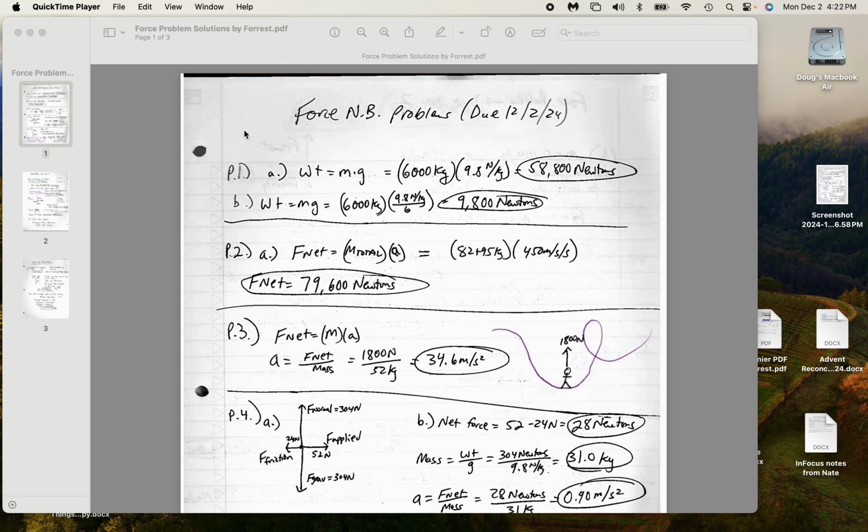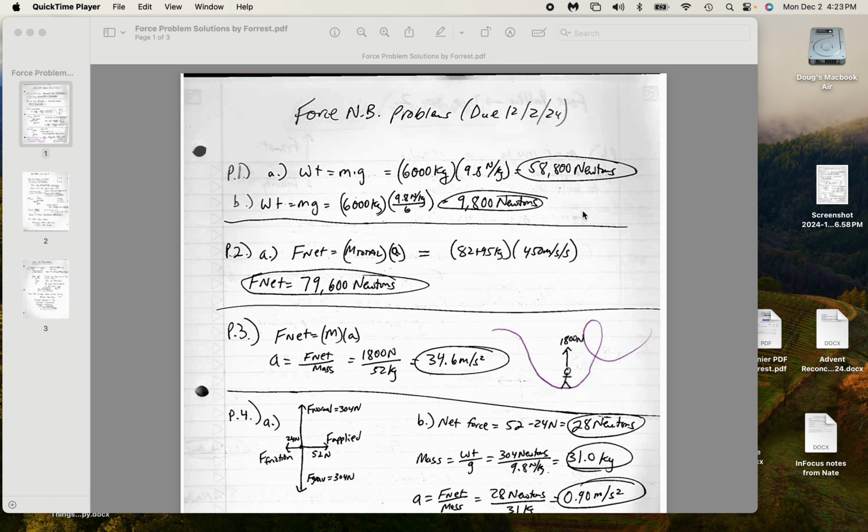The first one was just asking about what's the weight of an elephant on Earth. So it's m times g. That's a version of Newton's second law, because weight is a force equals mass, and g is acceleration due to gravity. So it's 58,800 newtons on Earth. On the moon, you have the same mass, but it said gravity was 1/6 as strong, so I just took the total divided by 6, and I'm back to 9,800 newtons.